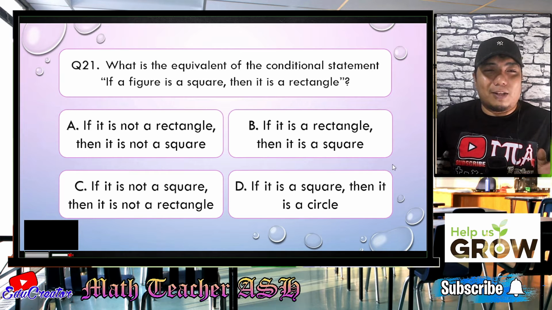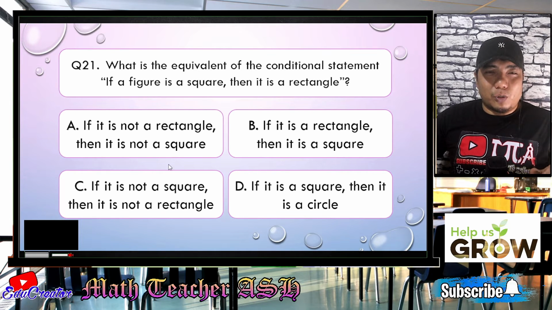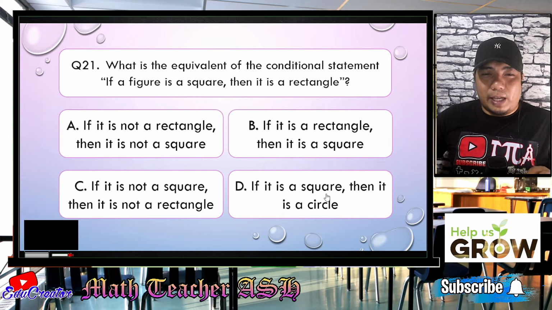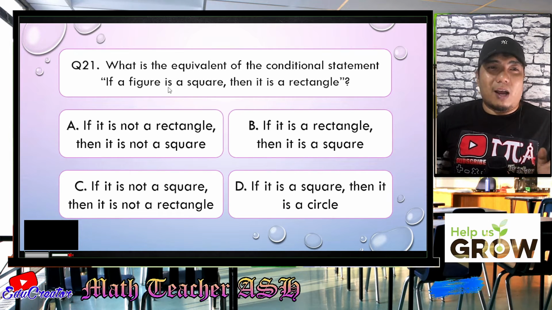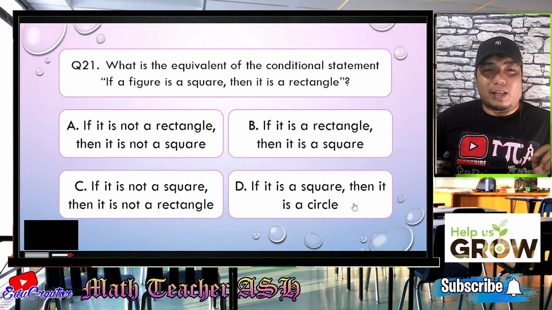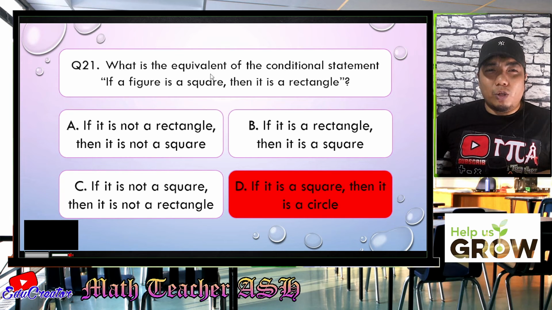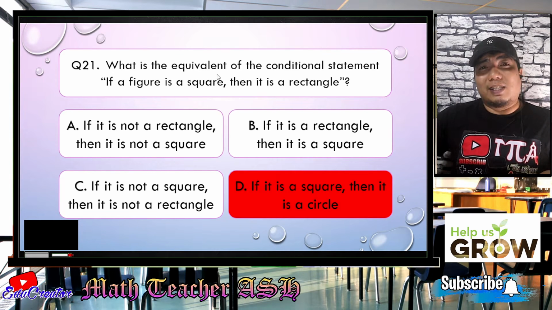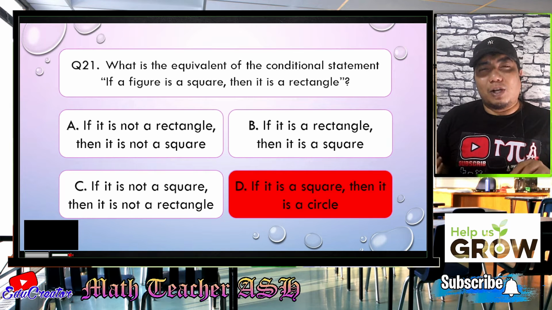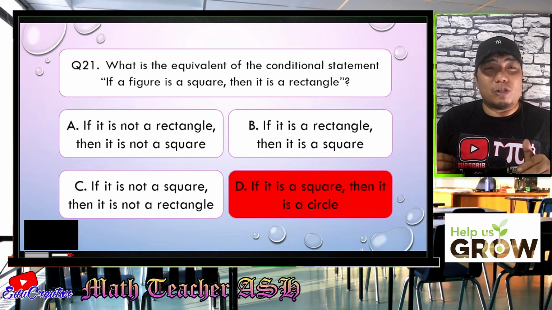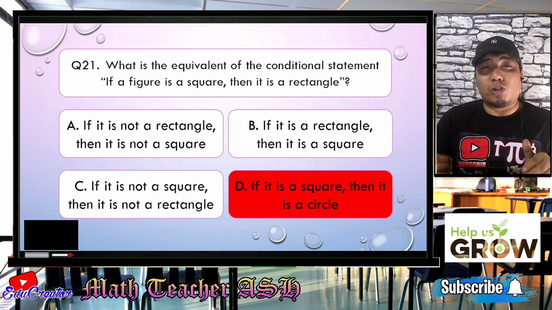Alright, my dear math learners, among the 4 choices here, letter D is automatically wrong because it pertains to square and circle, where our conditional statement is about square and rectangle. So letter D is already eliminated from our choices. Now, what do we mean by the equivalent of the conditional statement? Among the statements given earlier, the conditional statement has an equivalent, and the equivalent of a conditional statement is basically the contrapositive statement.